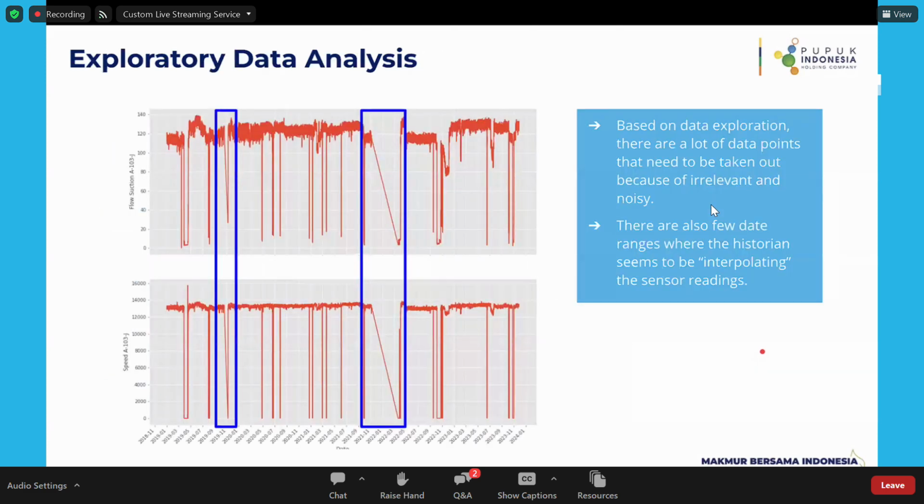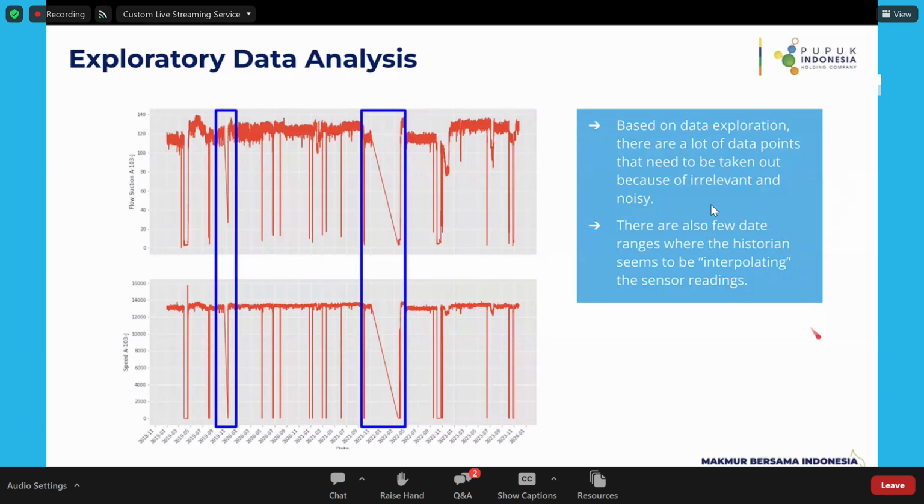And then the next step is we do the exploratory data analysis. As you can see here on the screen, the blue box means that we take out some of this data inside the blue box because it is irrelevant and noisy. I think this data is interpolating the real data from the sensor reading, so we need to take care of it. We need to eliminate this data to get the normal data.